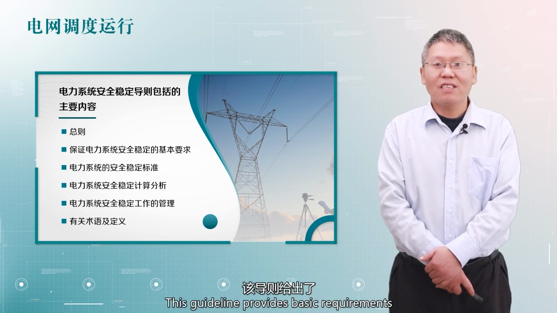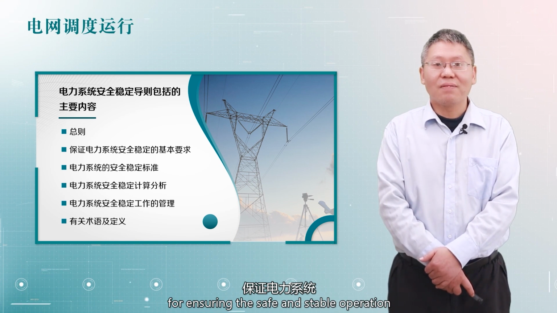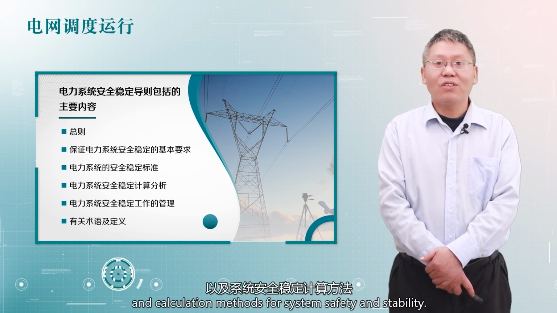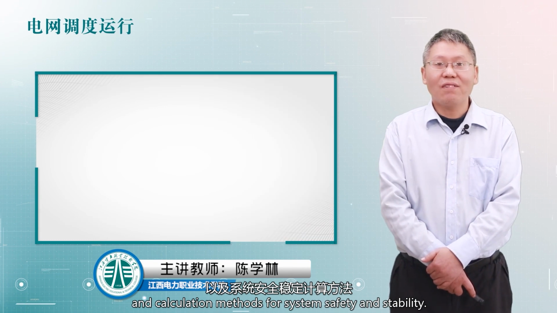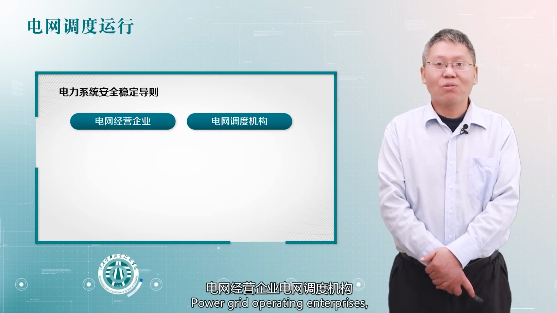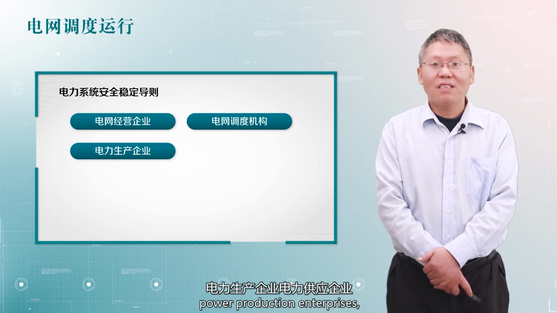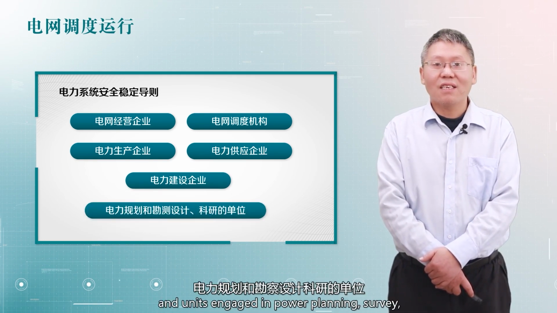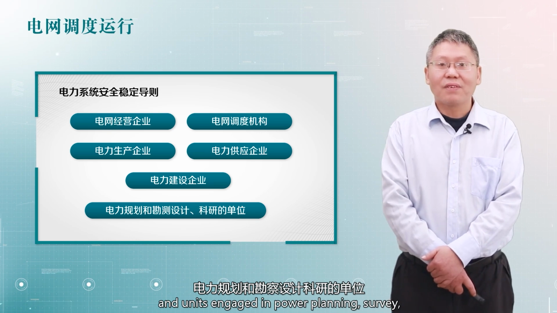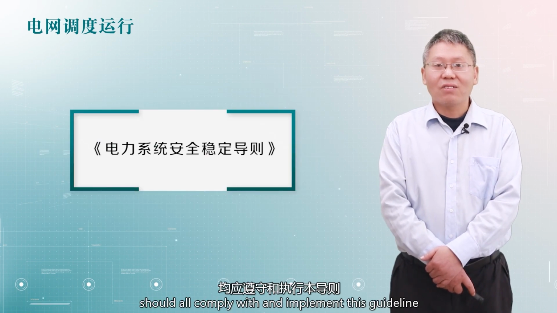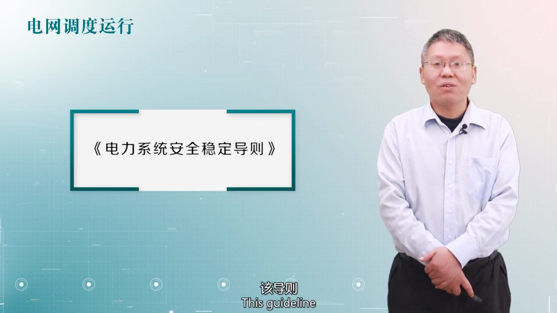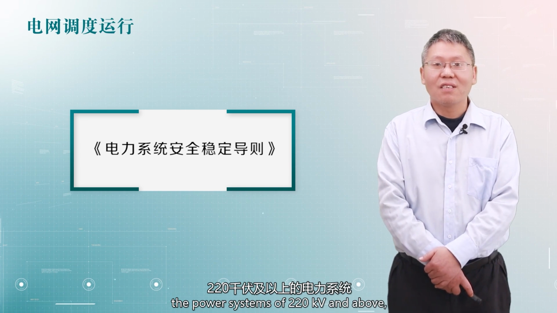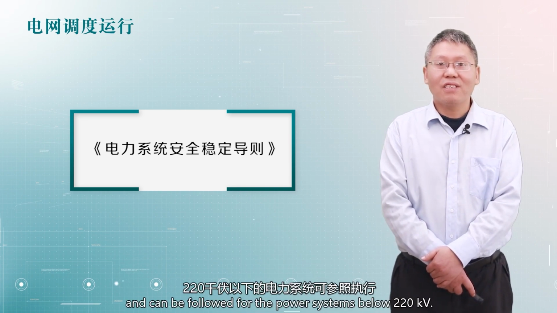This guideline provides basic requirements for ensuring the safe and stable operation of the power system, safety and stability standards for the power system, and calculation methods for system safety and stability. Power grid operating enterprises, power grid dispatching agencies, power production enterprises, power supply enterprises, power construction enterprises, and units engaged in power planning, survey, design, and research should all comply with and implement this guideline. This guideline is applicable to the power systems of 220 kV and above, and can be followed for power systems below 220 kV.